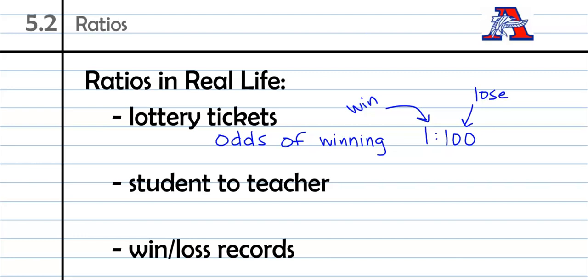And that's why the lottery is a bad idea, because your chances of winning are a lot smaller than your chances of losing. That's how they make money from you. So odds are an example of ratios in real life.